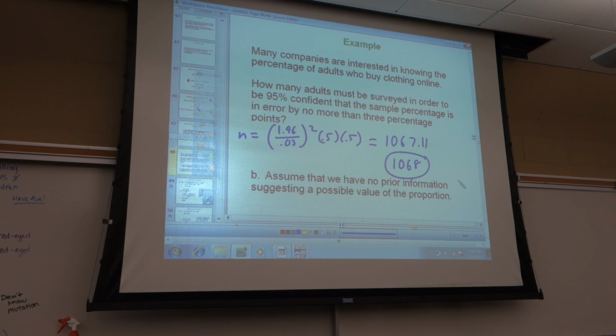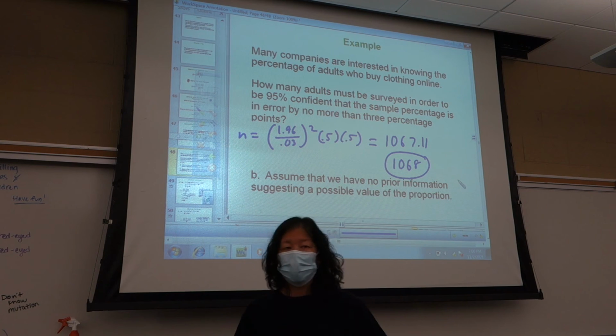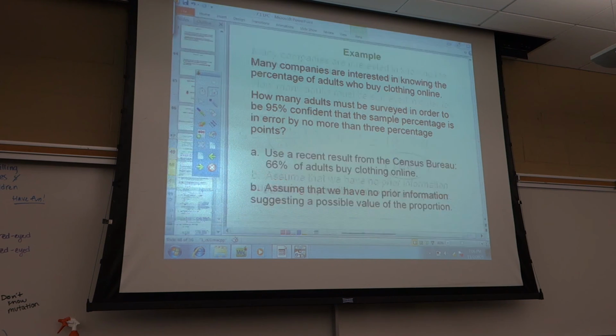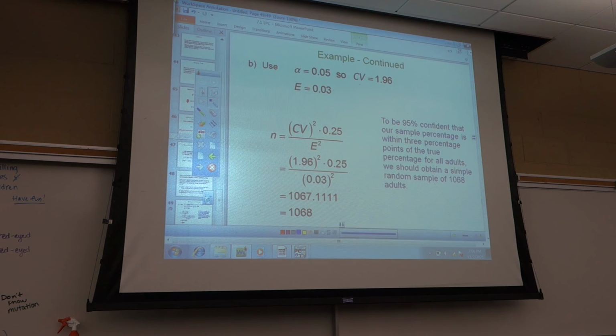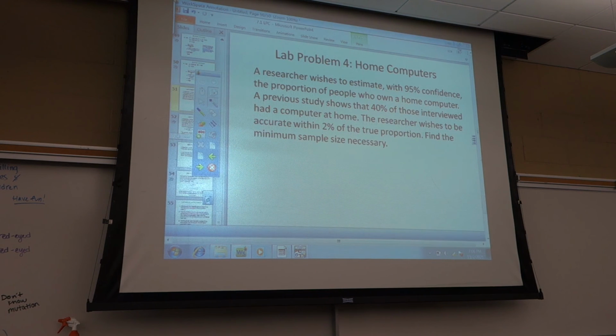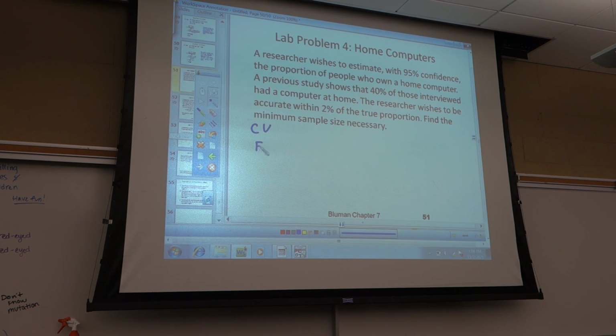All right, you folks have got lab number 4 to do. So lab number 4, everybody find your error, find your critical value, find your p hat for the first part. Find your critical value. Find your error. Find p hat. Find q hat. And find n. Remember, you find the word within, you find your error.